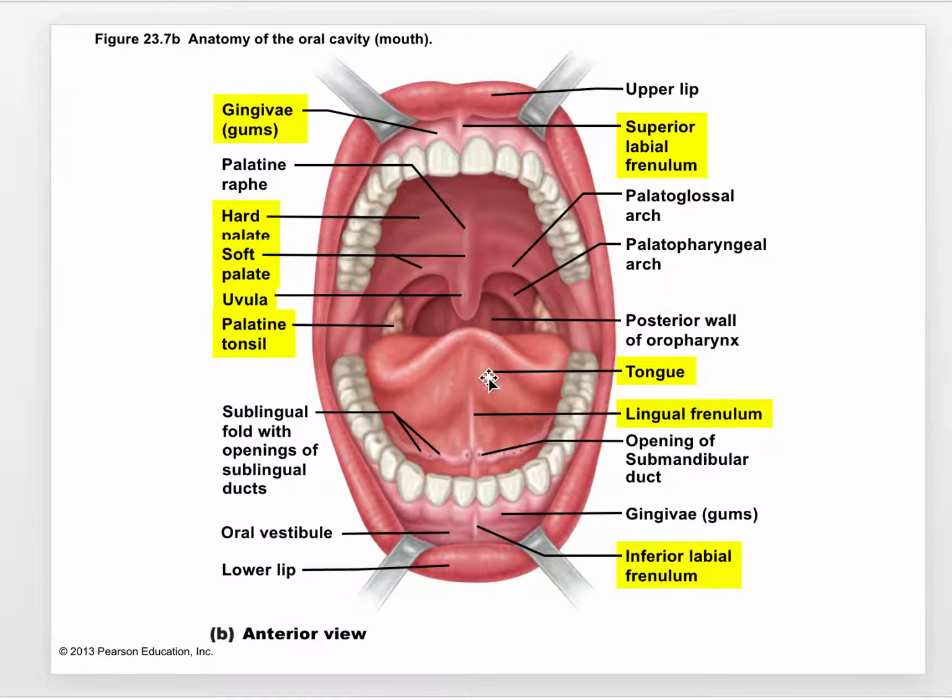This tongue has been raised. There's a little tissue here that tethers the tongue to the floor of the mouth. And it shows the different structures. There's the tongue, there's the palatine tonsils, the uvula, soft palate, hard palate.